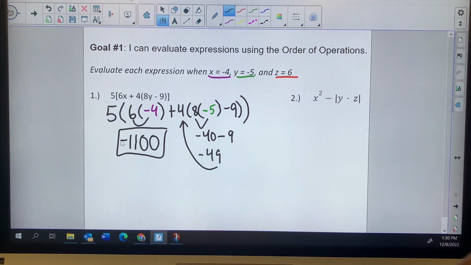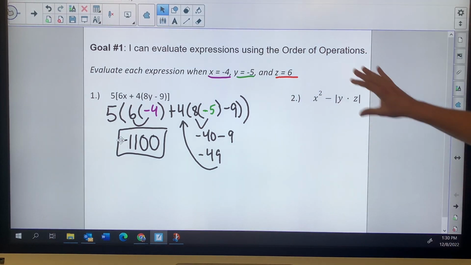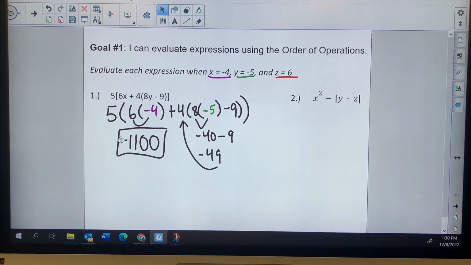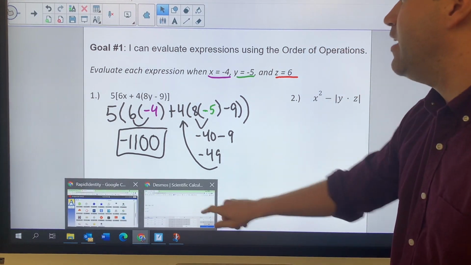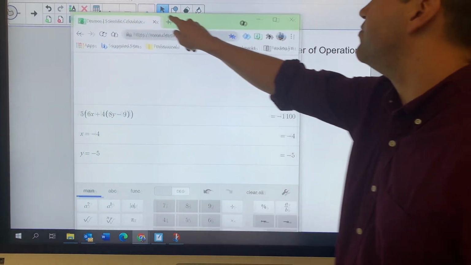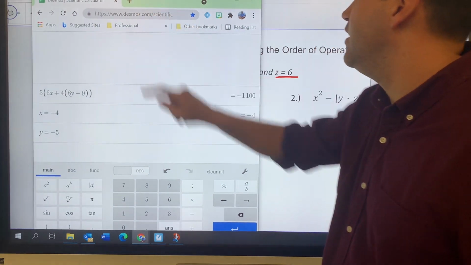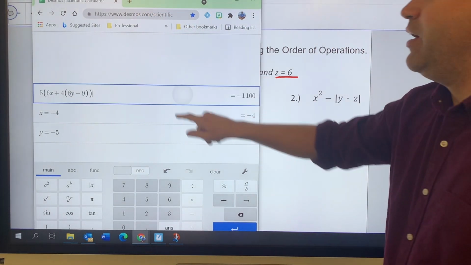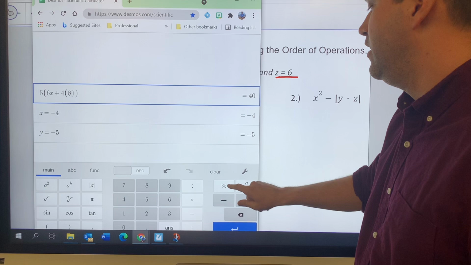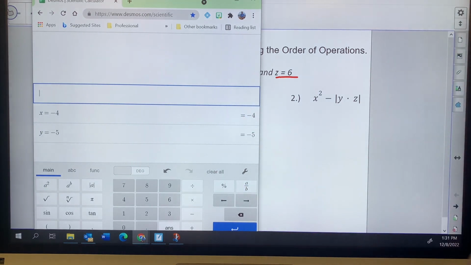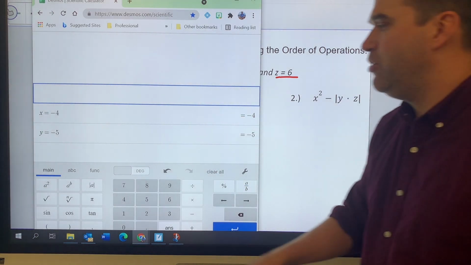The second example, exactly the same thing. I'm going to take this expression, and I'm going to type it directly into my calculator. This time I'm going to move the calculator over here, give more room. I've already got x and y in there, so I'm going to get rid of the expression, and I'm going to type in my new one.